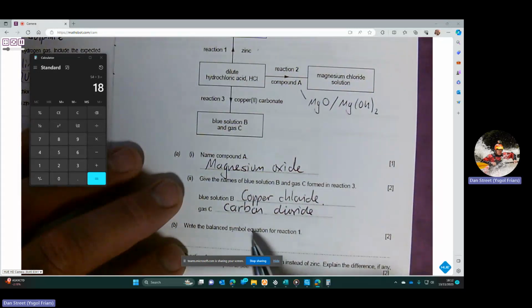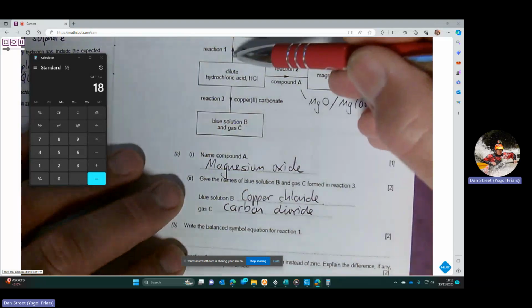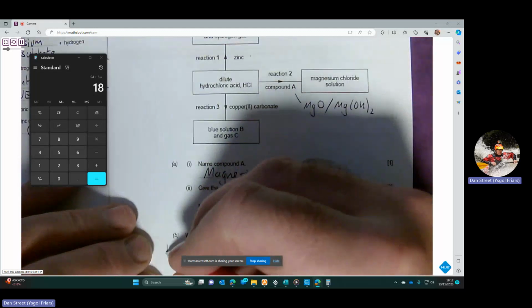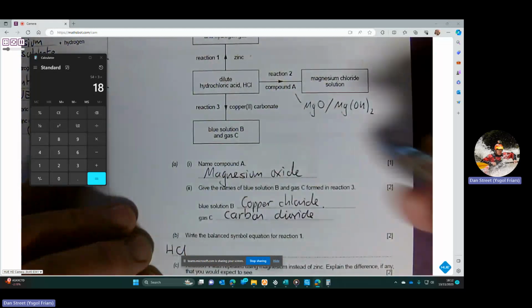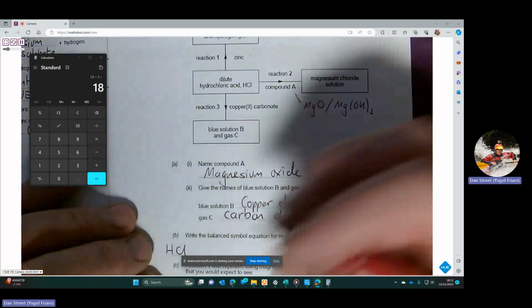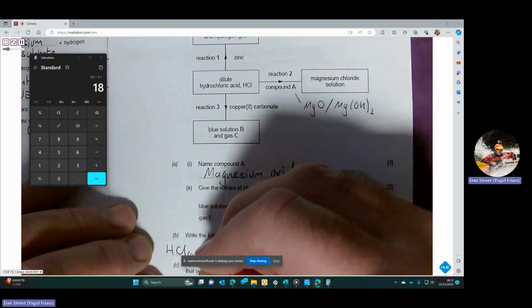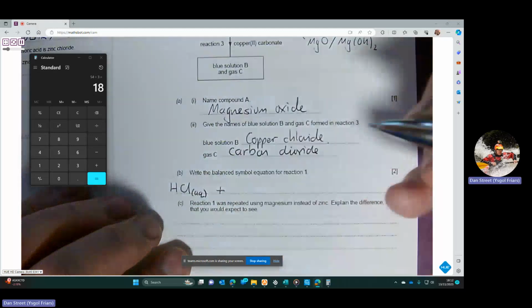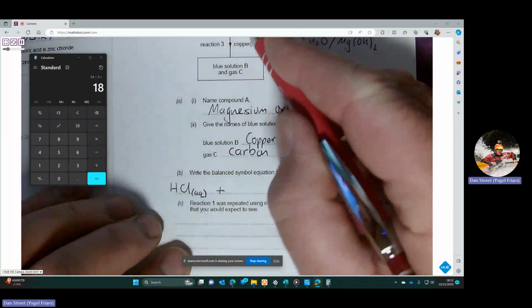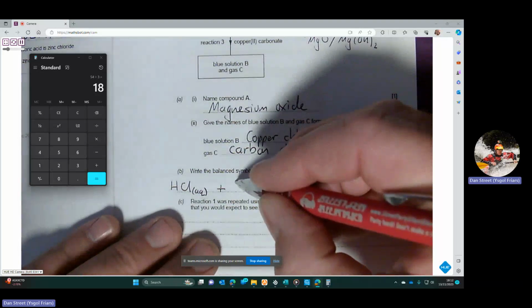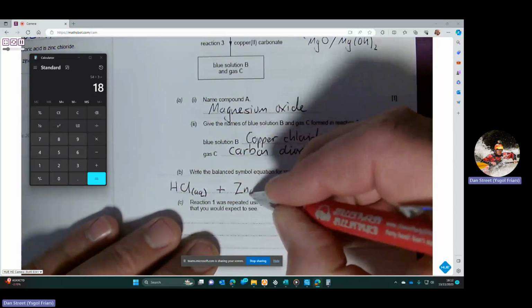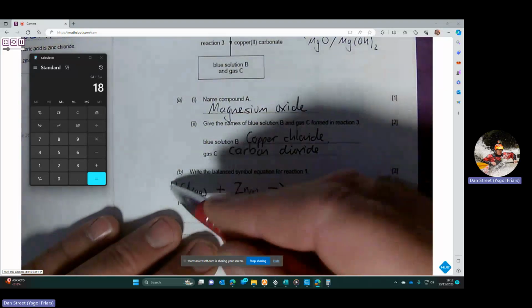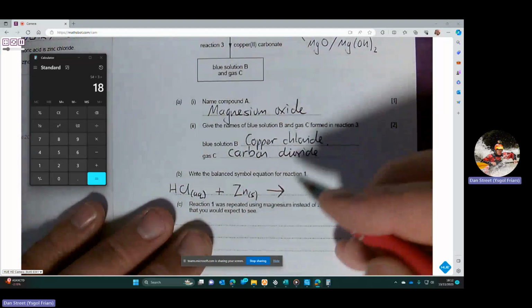And then write a balanced symbol equation for reaction 1. Okay, so that's the one between hydrochloric acid and zinc. Okay, so hydrochloric acid, as we've seen in previous questions, and indeed it's quoted to us in the question, is HCl. If we're going to do a proper job, we can give it its state symbol, it's aqueous, and that reacts with zinc. Okay, now zinc is not given to us here, but you will have a periodic table in your exam paper, so it's quite easy just to look that up. You'll notice I've left space here and I've left space in front of there. And then we get zinc chloride.